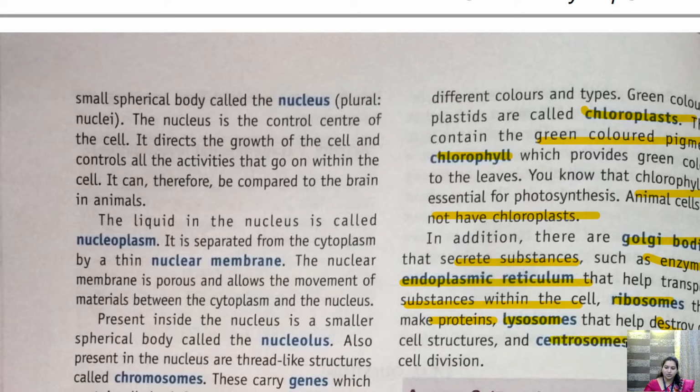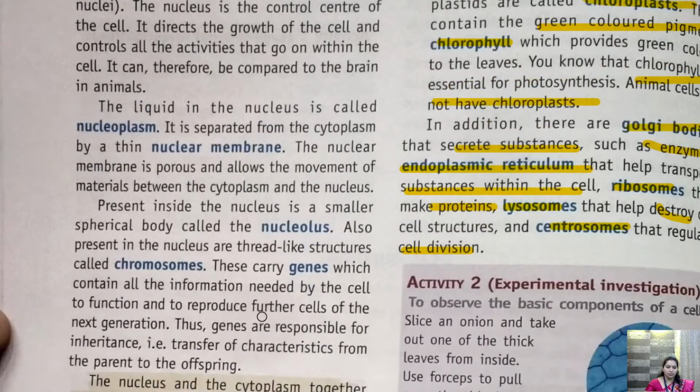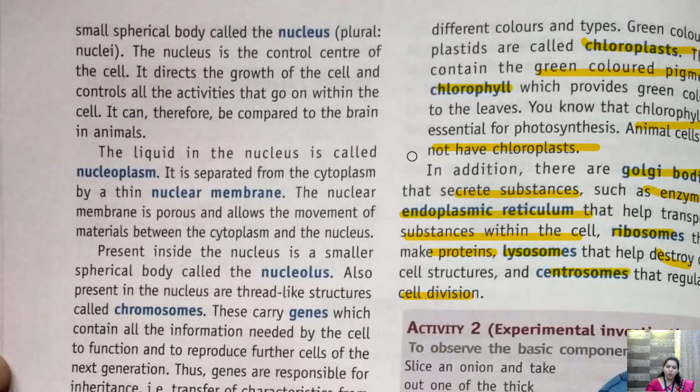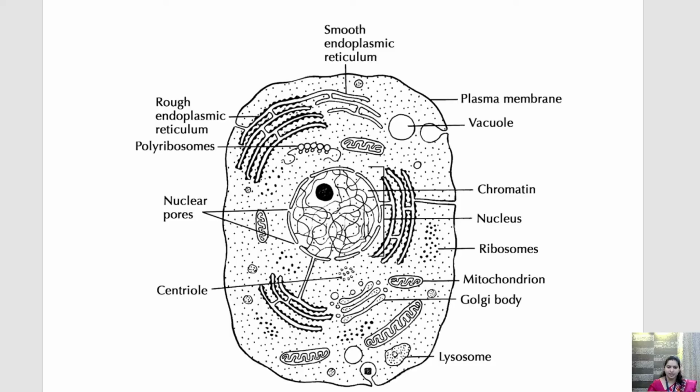Then we have a centrosome that helps in cell division, which we will see in the last topic of this chapter. Okay, children, all these things you have seen in the diagram, but these extra organelles that you have not seen in the diagram, where are they present? So let's quickly go to the diagram to understand it better.